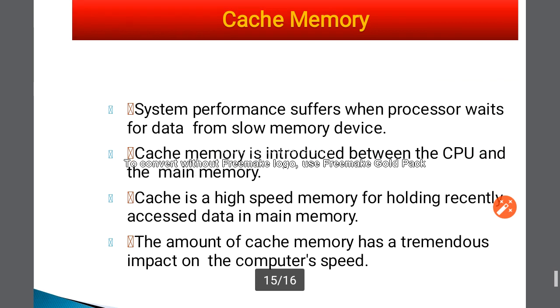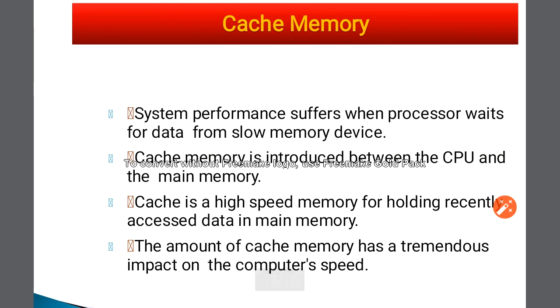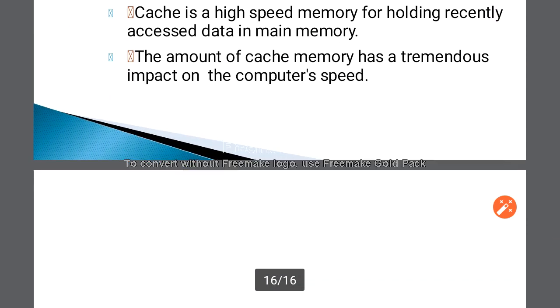Now let us understand what is cache memory. It is not directly in the syllabus, but we should know it when we are learning memory. System performance suffers when the processor waits for data from a slow memory device. So at that time, cache memory is introduced between CPU and main memory. This is very important to boost up the speed of your computer, so you can consider it in your syllabus. Cache is high speed memory for holding recently or frequently used data. The amount of cache has a tremendous impact on the computer speed.